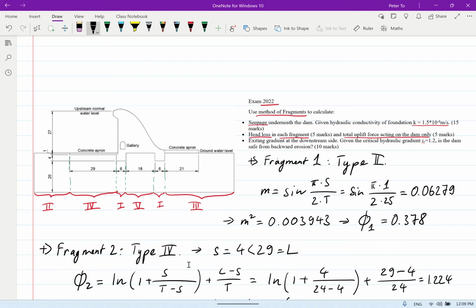And in the next step, we need to calculate the total uplift force acting on the dam only. So we only focus on this dam, because there may be a connection right here and a connection right here, so therefore the uplift force here may not be transferred to the upstream and downstream. So we want to see the uplift force for these three fragments.